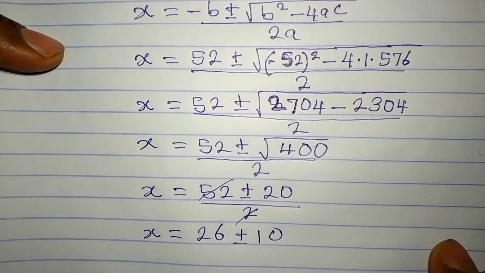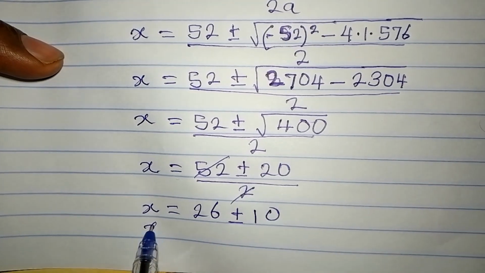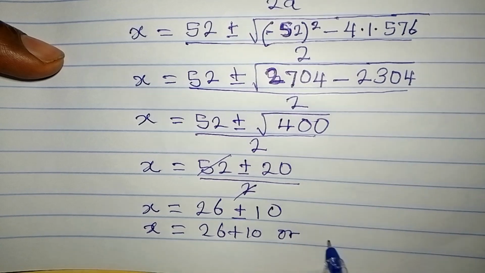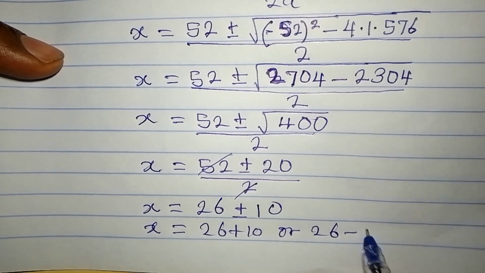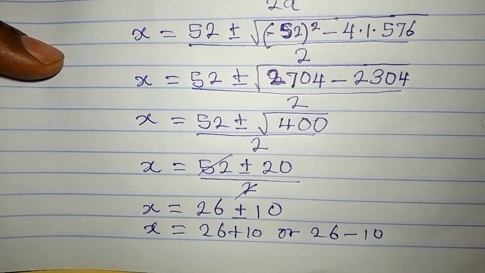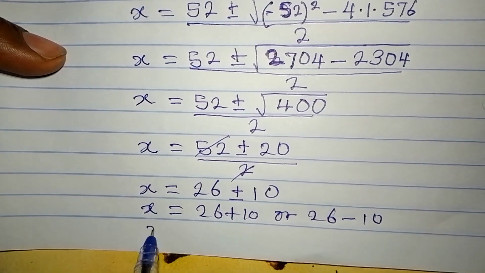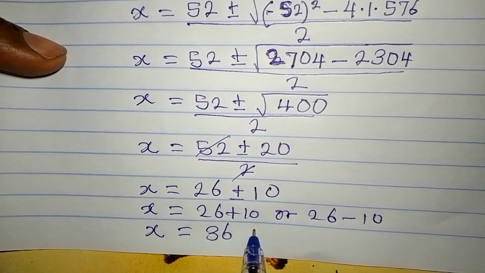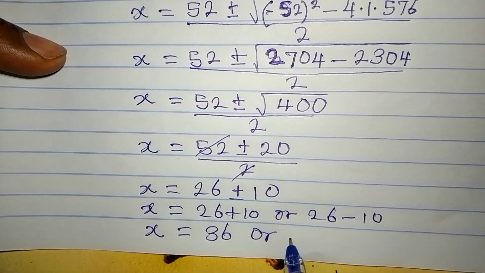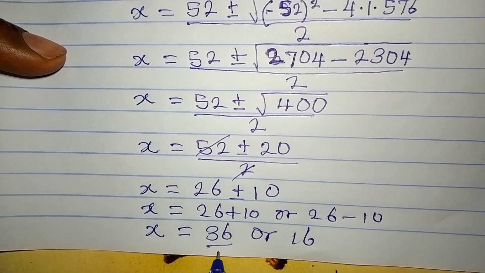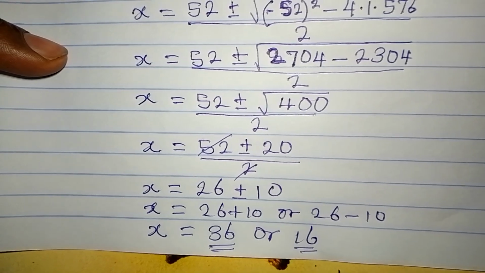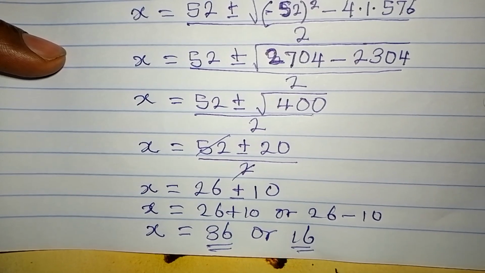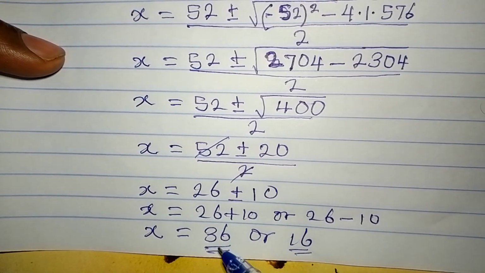Now, what does this mean? It means that x is equal to 26 plus 10, or 26 minus 10. So our value of x will be equal to 26 plus 10 is 36, or 26 minus 10 is 16. So these are the values of x from the equation. But it is obvious that these two values of x may not both satisfy the equation, because both of them are positive.